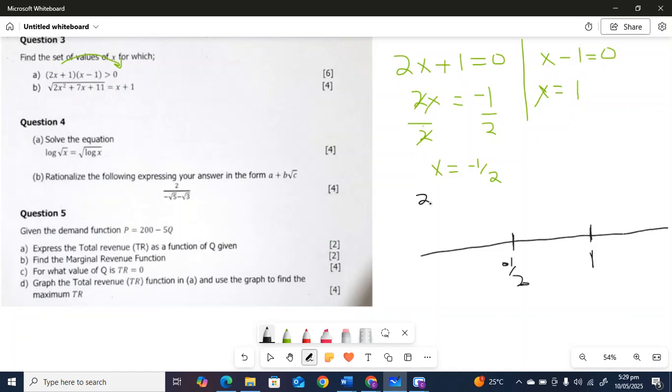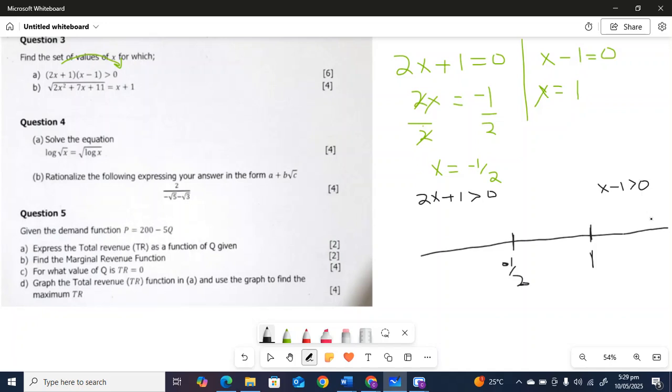This one, 2x plus 1 greater than 0 here, and x minus 1 greater than 0. So what's going to happen here, colleagues? We are going to pick values from this number line, and we're going to see which range of values hold this inequality true.